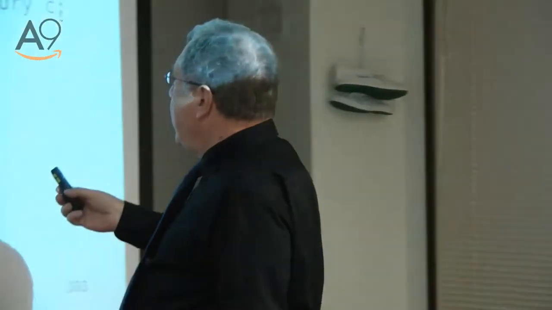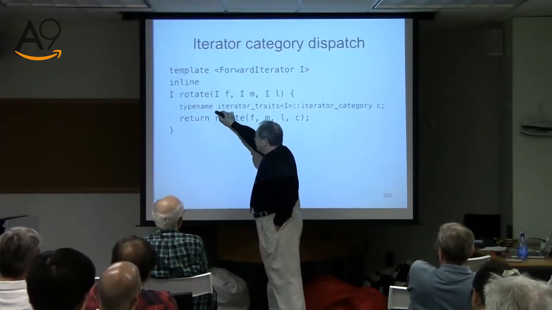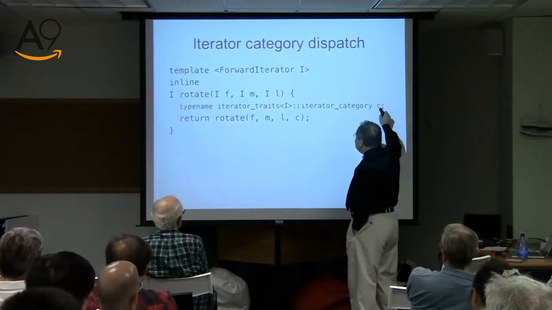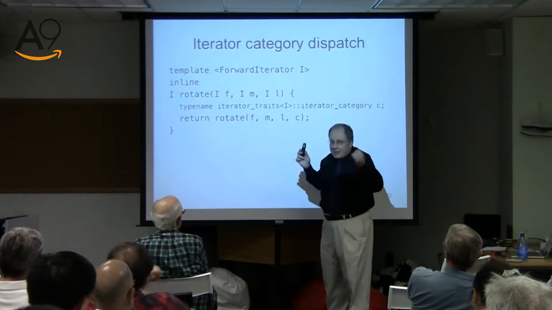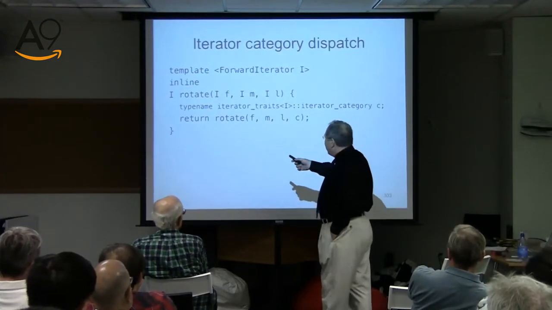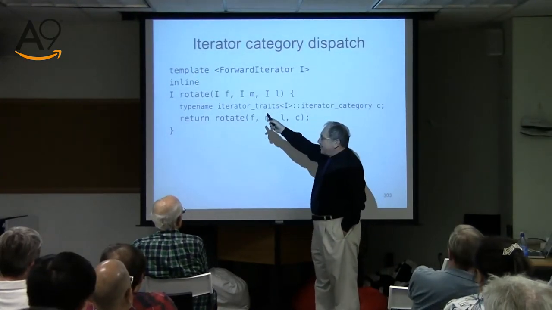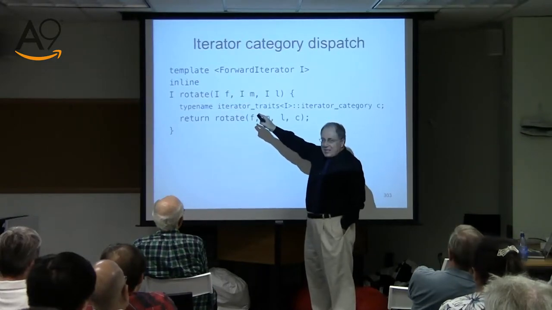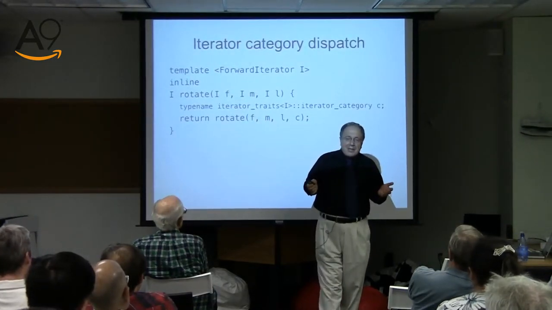So what we do, we construct a variable C of this sort of thing, which has the right type, and then we call rotate with the right type. And I don't usually put inline, but I put inline here. This is mumbo jumbo, but at least it doesn't generate any code. In other words, it's like object-oriented mumbo jumbo, but it doesn't generate code and does not affect performance. It's dispatch, but dispatch on types. But it's still awful.